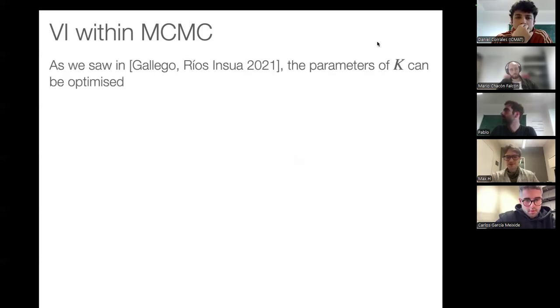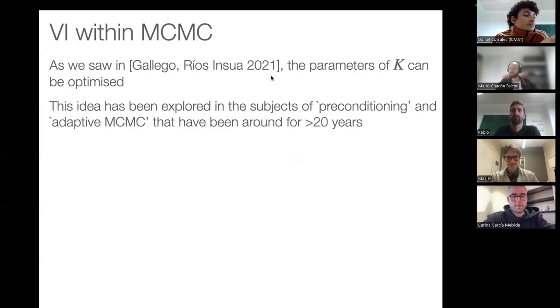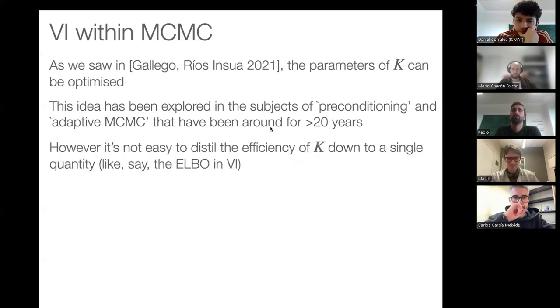So as we saw from the latest paper, the parameters of the Markov kernel can be optimized over. And this idea has been around for a long time, and it's explored in the subjects of both preconditioning and adaptive MCMC within the field of MCMC. But unlike the case in variational inference, it's not that easy to distill the efficiency of our Markov kernel down to a single quantity like the ELBO is in variational inference.